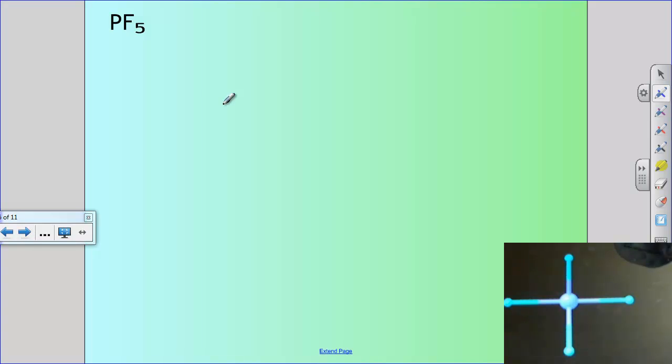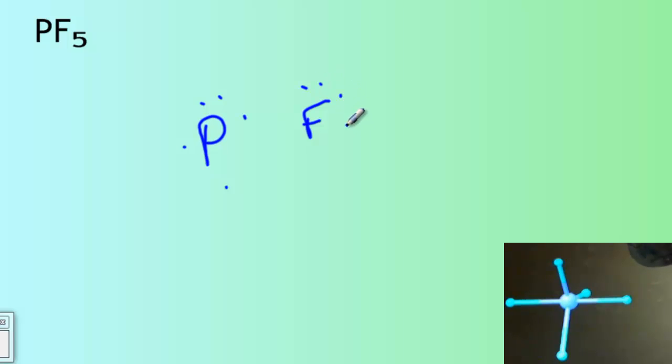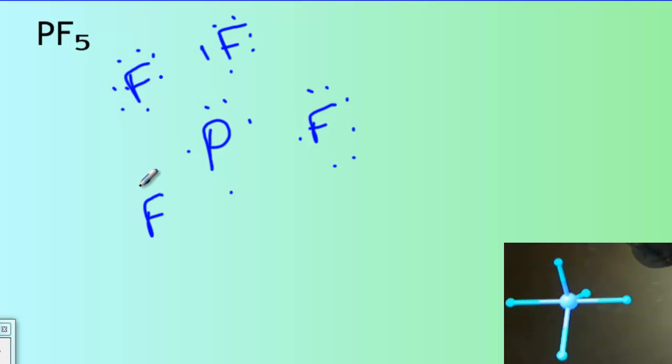The first one is phosphorus pentafluoride. We're going to draw the Lewis dot structure for this. Phosphorus has 5 valence electrons, and we've got 5 fluorines, and each fluorine, remember, has 7. So we've got 5 of them. You can sort of see as we're starting to stack these up that I am not going to have enough single electrons, really, to make this happen.